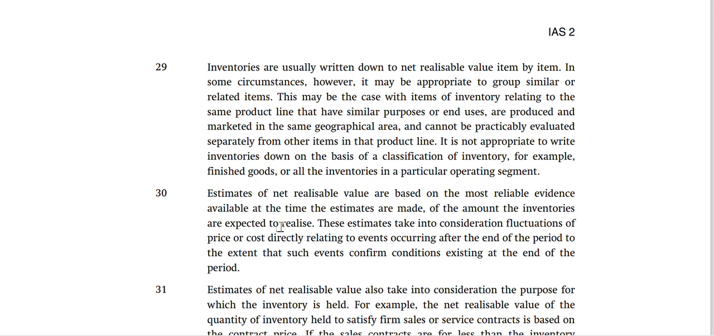In paragraph 30, estimates of net realizable value are based on the most reliable evidence available at the time the estimates are made of the amount the inventories are expected to realize. These estimates take into consideration fluctuations of price or cost directly relating to events occurring after the end of the period, to the extent such events confirm conditions existing at the end of the period.